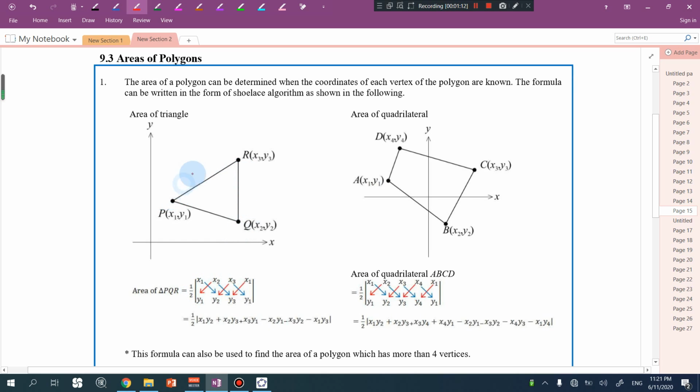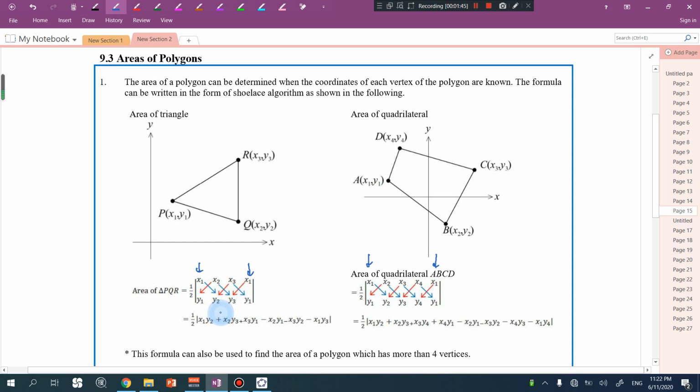Okay, and if you have 3 vertices, there are 4 pairs. If we have 4 vertices, we have 5 pairs. The last pair and the first pair are always the same. This last pair is actually just a copy of the first pair. Okay, so you will notice that I drew these arrows using different colors, blue and yellow.